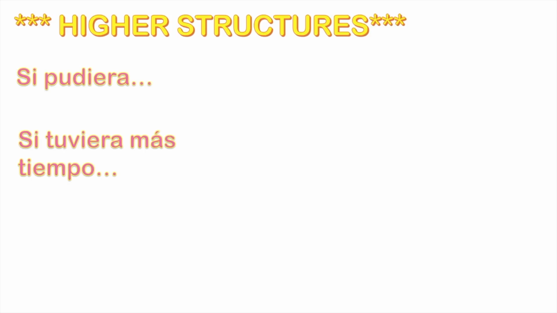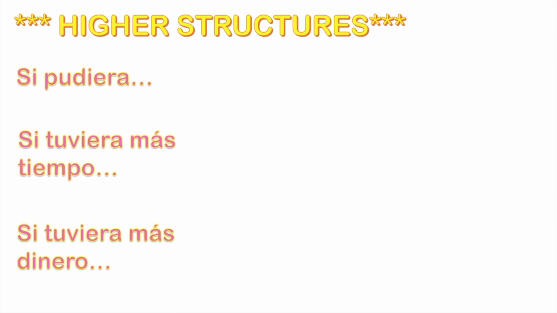Now, the most important phrase for me, in my opinion, is an example of a higher structure. If you can include this in your writing, as well as all the other tenses we've mentioned, you will be getting the top grades possible. This is a fantastic sentence to include. So, you start off with a si clause. So, si pudiera, if I could. Si tuviera más tiempo, if I had more time. And si tuviera más dinero, if I had more money.